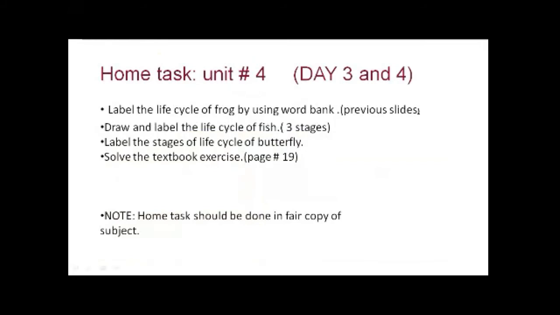Okay, beta. Some students missed yesterday's lesson, so this is the home task of complete unit number 4: the life cycle of a frog, the life cycle of a fish, the life cycle of a butterfly. So this is a complete home task for the whole unit number 4. I mean day 3 and day 4, yesterday's lecture and today's lecture. Okay. Label the life cycle of frog by using word bank.